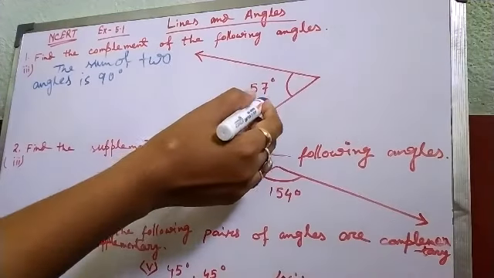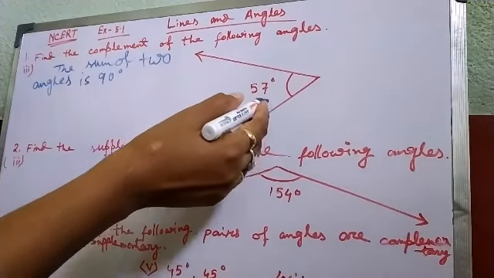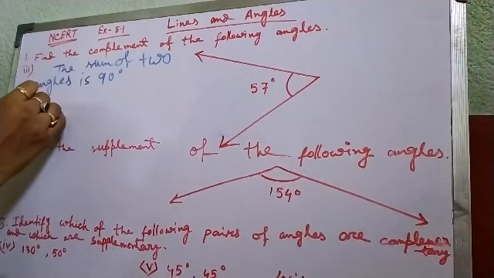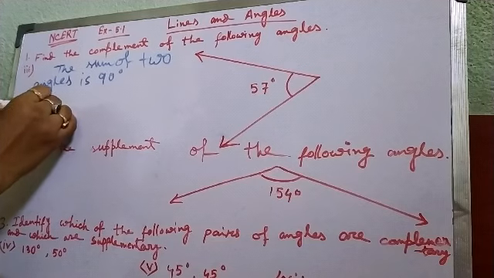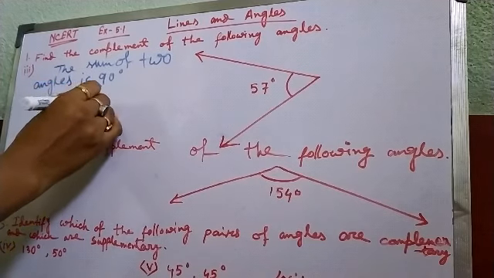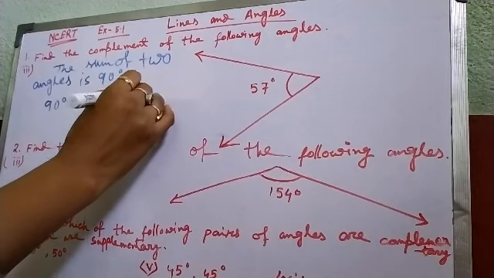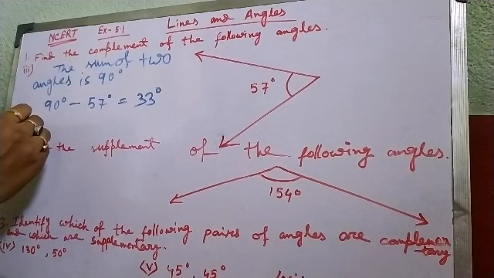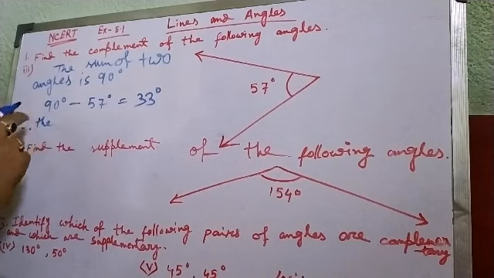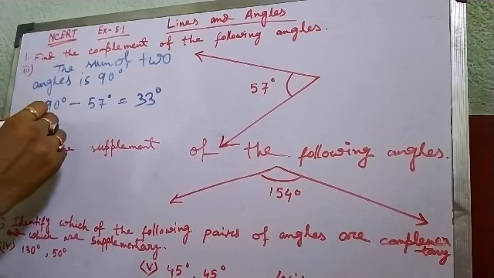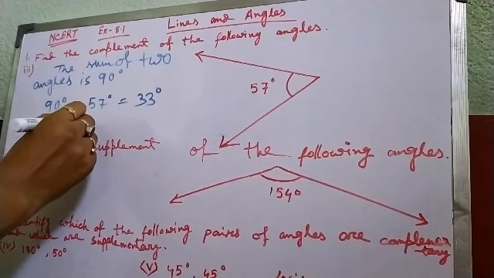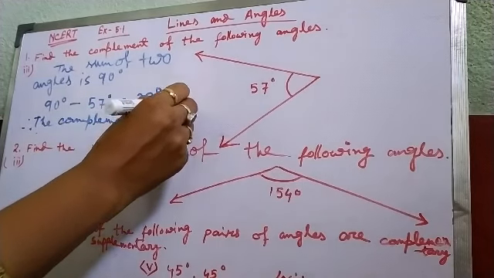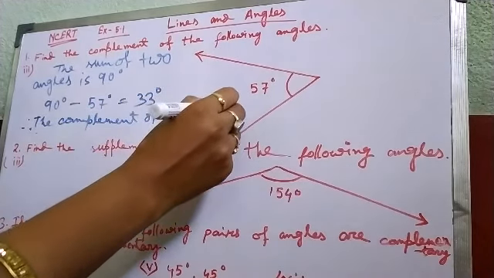So here 57 degrees, one angle is given. Its complement angle we have to find out. That means it will be subtracted from 90, then we will get 33 degrees. Therefore the complement of 57 degrees is 33 degrees.